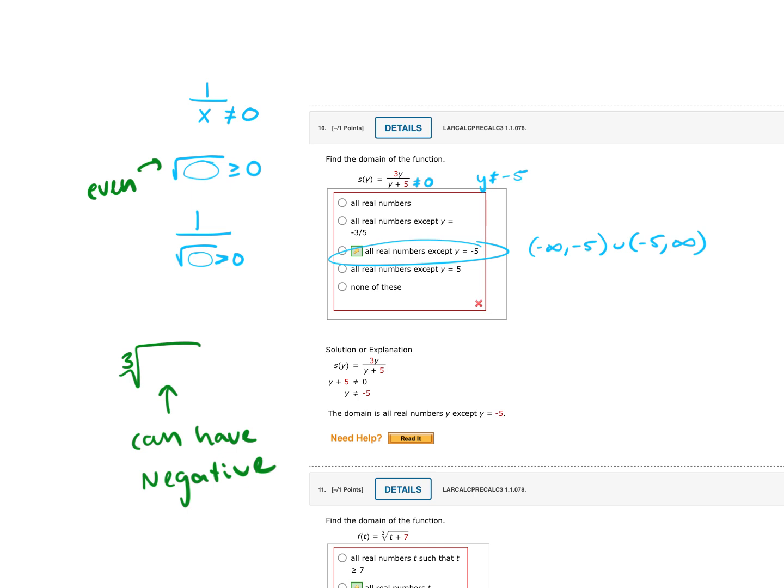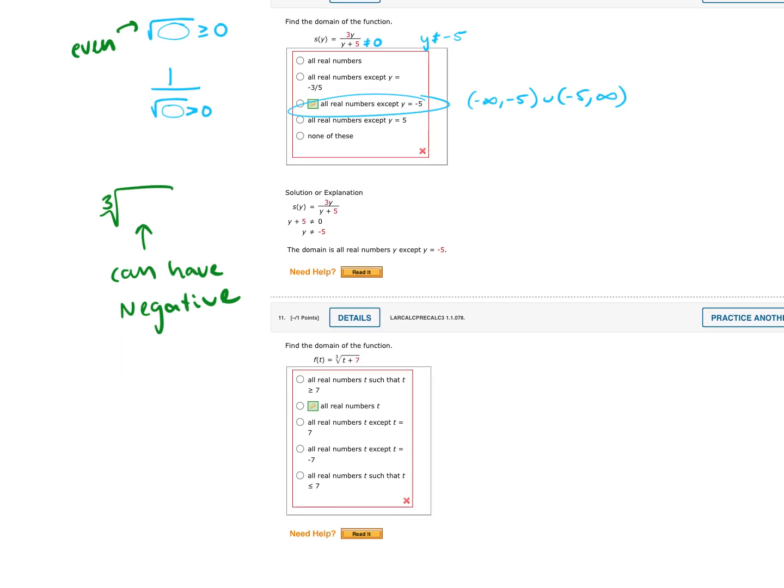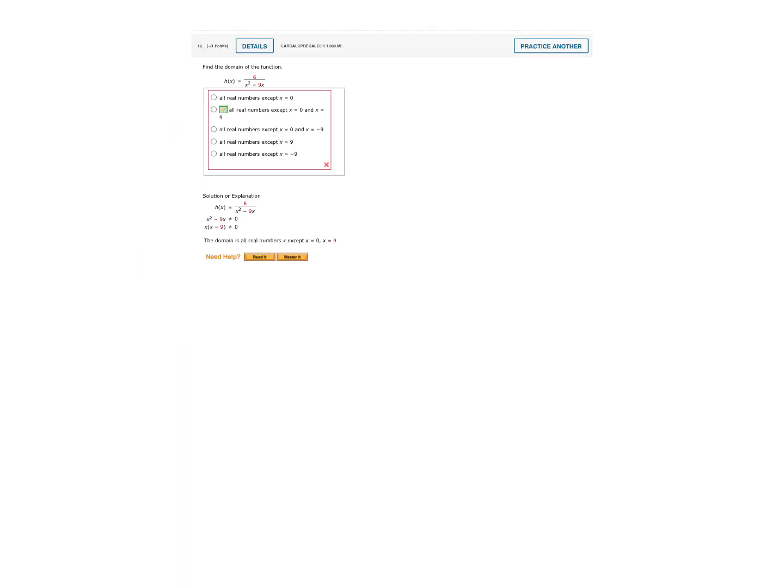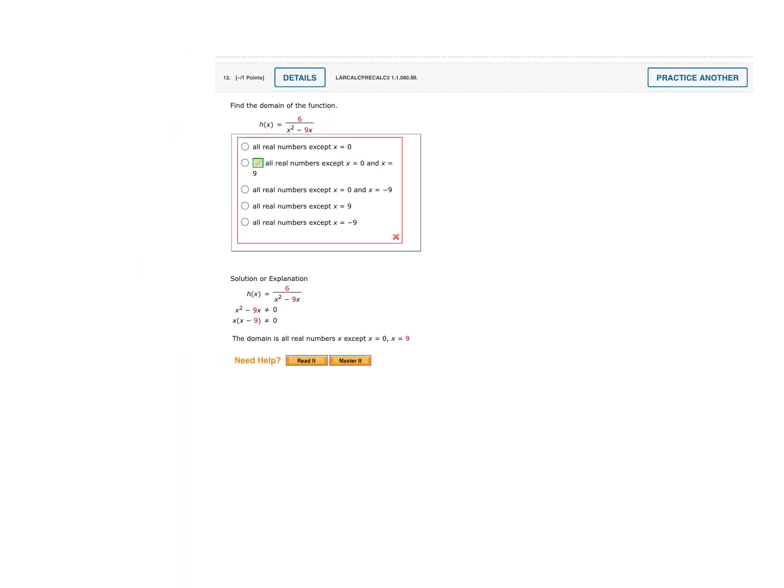So for a question like number 11, this would be all real numbers, because we can have negatives, we can have positives. It doesn't matter what we have under a cubed root, because it's an odd index. So for like number 12, just set the denominator not equal to 0, solve for x.